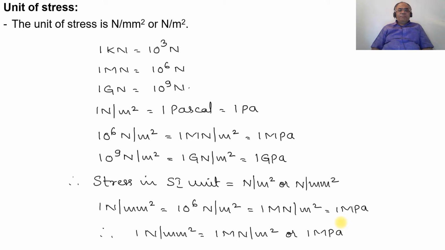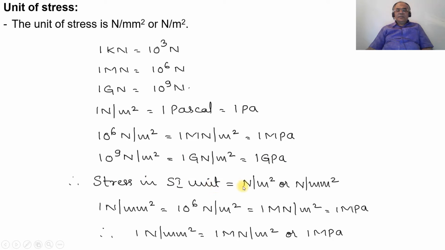So 10 to the power of 6 Newton per meter square is 1 meganewton per meter square, because 10 to the power of 6 is nothing but mega. Since 1 Newton per meter square is equal to 1 Pascal, therefore we get 1 MPa. In other words, 10 to the power of 6 Newton per meter square can be written as 1 MPa. Similarly, 10 to the power of 9 Newton per meter square is 1 giganewton per meter square, which is equal to 1 GPa.